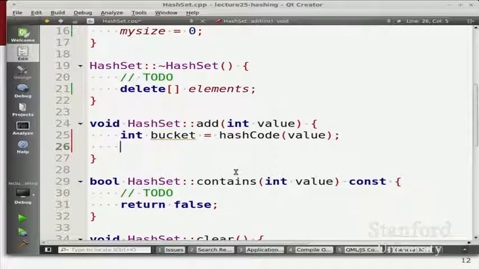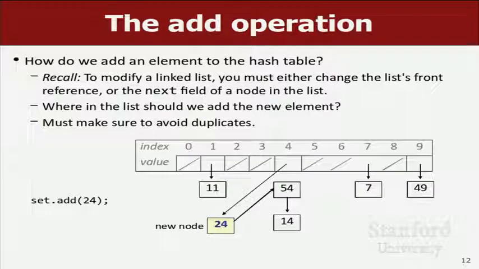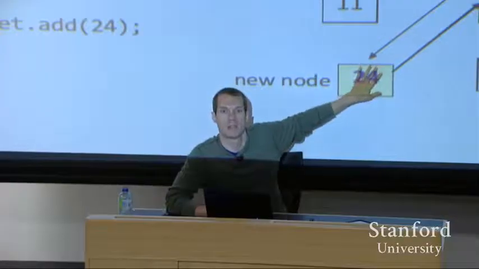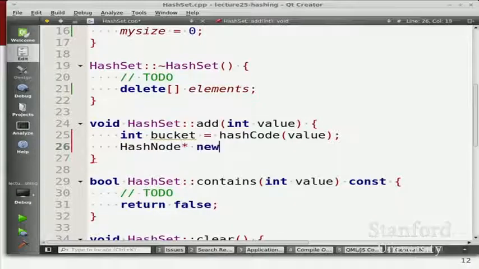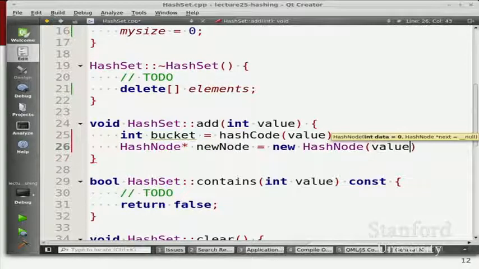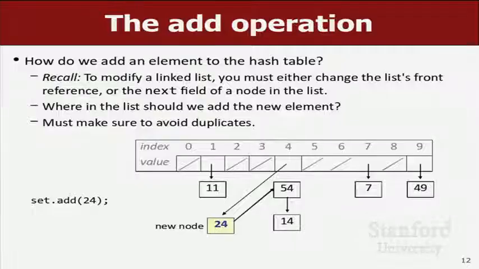Yeah? You need a pointer to a new hash node. I need to make a new node, right, to store the new value that I'm adding. So like make this thing here, right? Okay. So hash node, new node is a new hash node that stores this value.